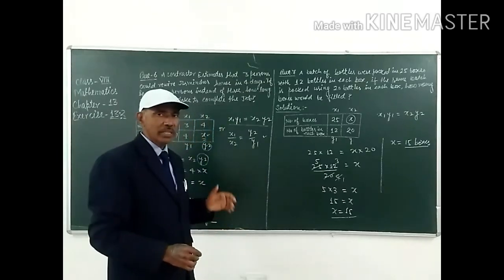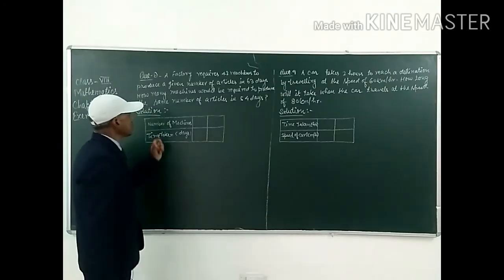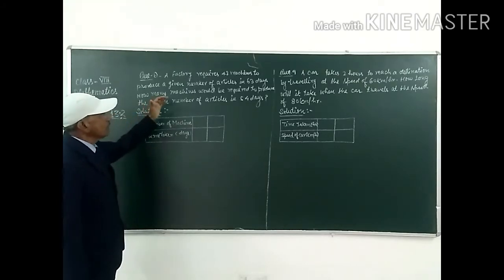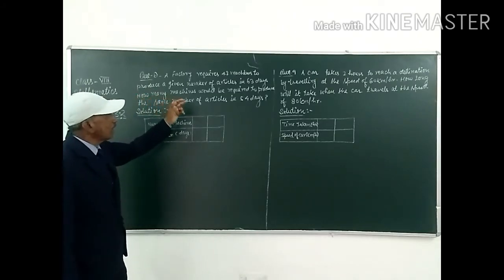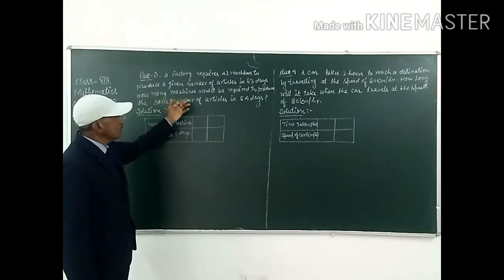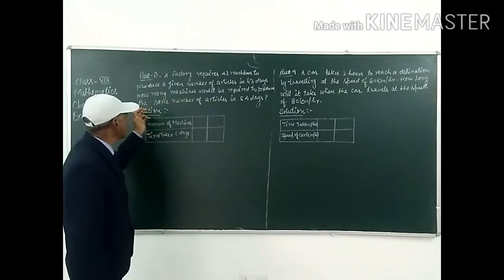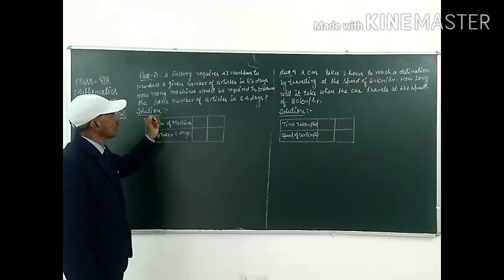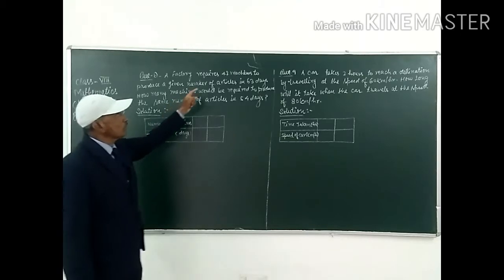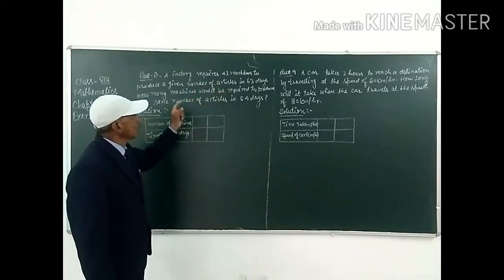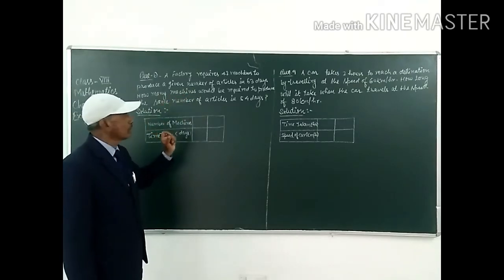Now we will solve the next question, students. This is question number 8, and in this question a factory requires 42 machines to produce a given number of articles in 63 days. How many machines would be required to produce the same number of articles in 54 days? Students, in this question there are 42 machines and it takes 63 days to complete the work.